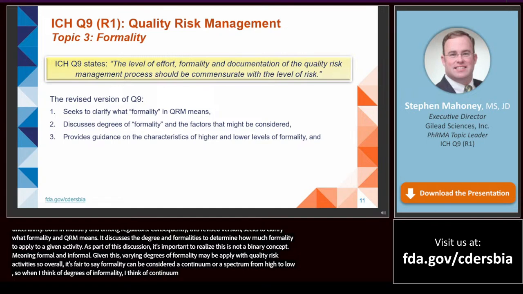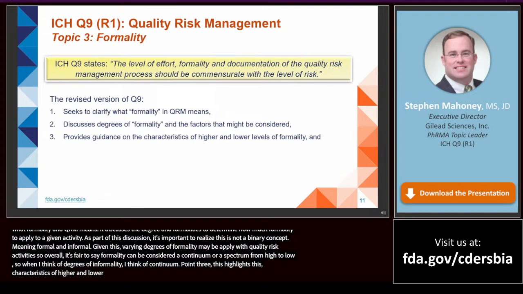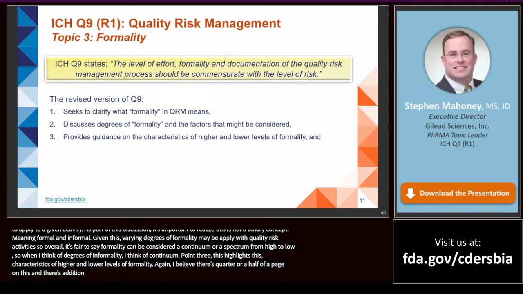Point 3, related to this continuum concept: the third point highlights that the revised guidance discusses the characteristics of higher and lower levels of formality. Again, I believe there's a quarter to a half a page on this specific concept within the guideline, and of course there's additional training material on this as well.